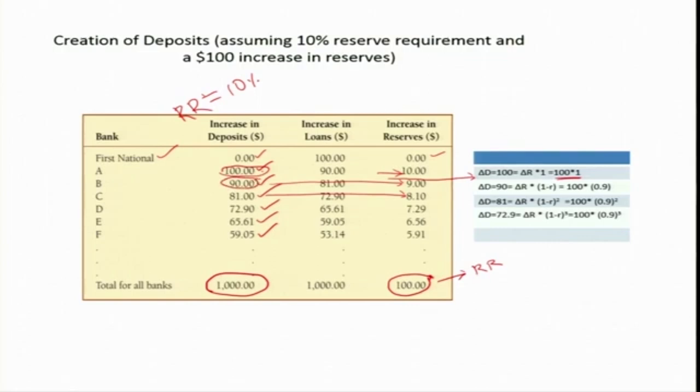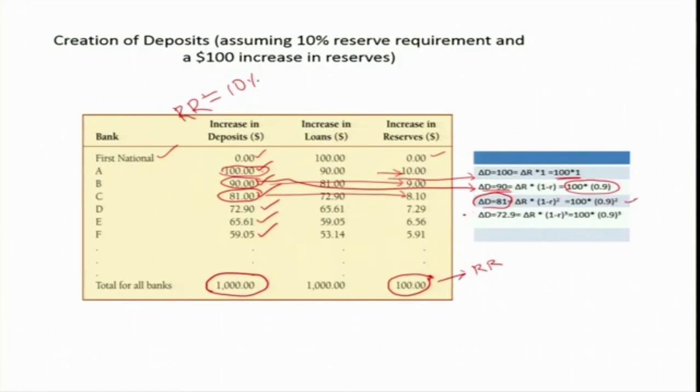Second one: this has increased, that is del D of 90 happened here, which is equal to del R times 1 minus R, that means 100 times 0.9, that is the 90%. So by multiplying we are getting change in deposit equal to 90, and in this case the third is 81, which means del R times 1 minus R square. This is the process.